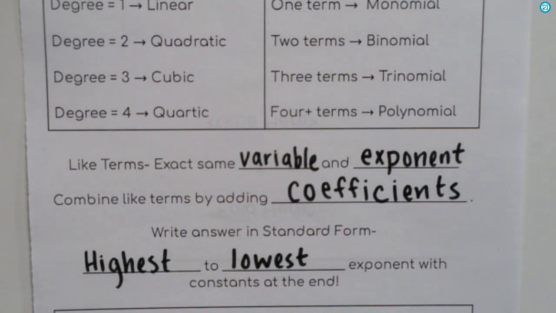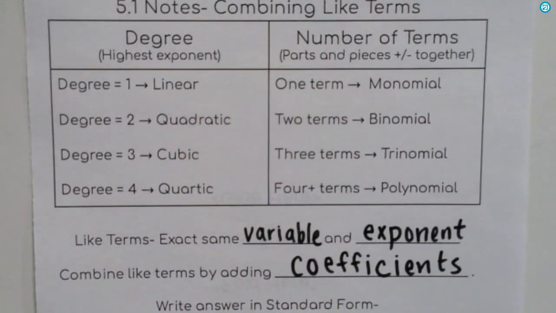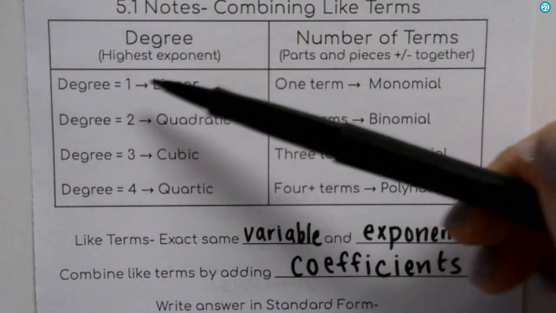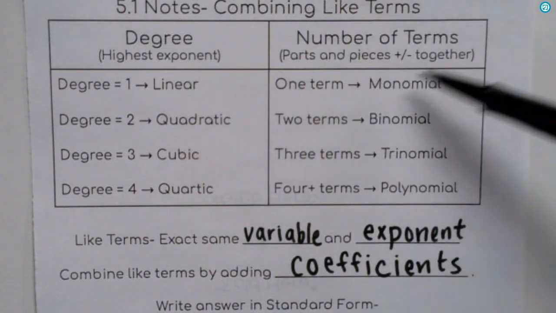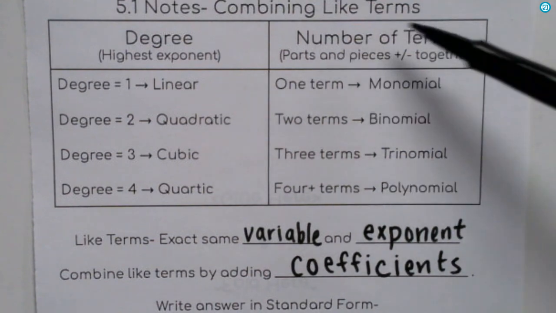Okay, we're going to go back up to talk about this big table with all of these vocab words. I put these vocab words on here and went ahead and typed them out instead of having you fill in the blanks, because a couple years ago I had people fill in the blanks and then they had them spelled wrong the entire unit, and I don't want that. So these are the 4 words that we are going to use to classify the degree of a polynomial. These are the 4 words we're going to use to classify the number of terms.